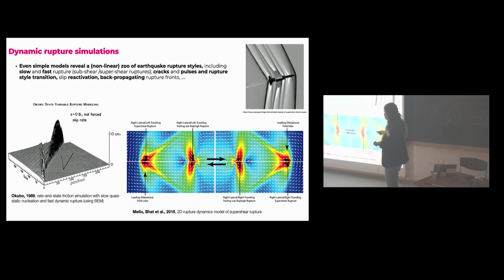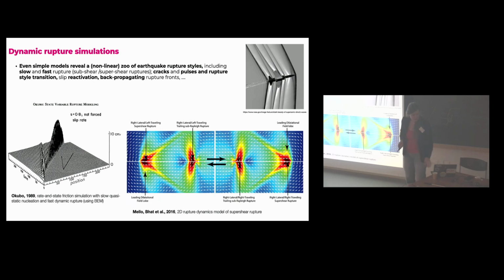Here's another example where you nicely see supershear rupture illustrated. So, 2D rupture dynamics models of a supershear rupture. Supershear means that this rupture front is propagating faster than the S-wave speed of the waves in the surrounding material and is thus stacking up waves in a Mach cone, similar to an airplane breaking through the wall of sound. So we can have different rupture speeds, subshear and supershear ruptures.